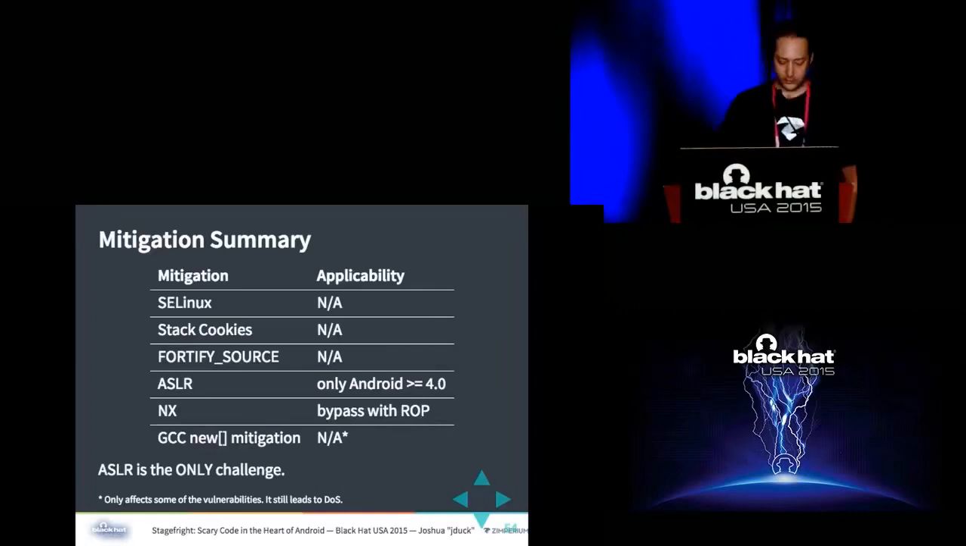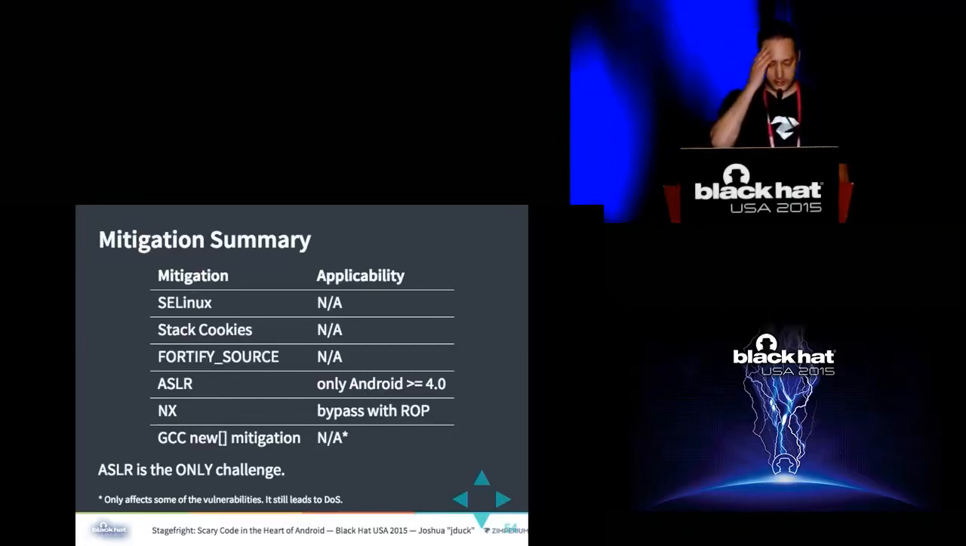So ASLR is there, but it's only there from 4.0 and later, unfortunately. And we'll look at that a little bit more. But NX is there. It's been there for a long time. But the thing with NX is if your ASLR is weak or you can bypass it in any way, then you can just use ROP to bypass NX. It's really not a complicated jump there.